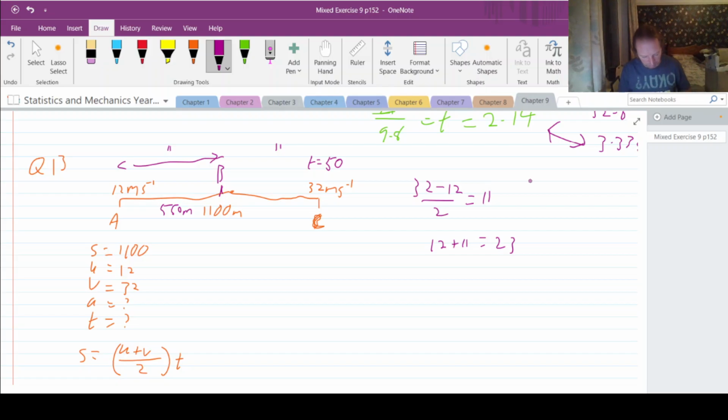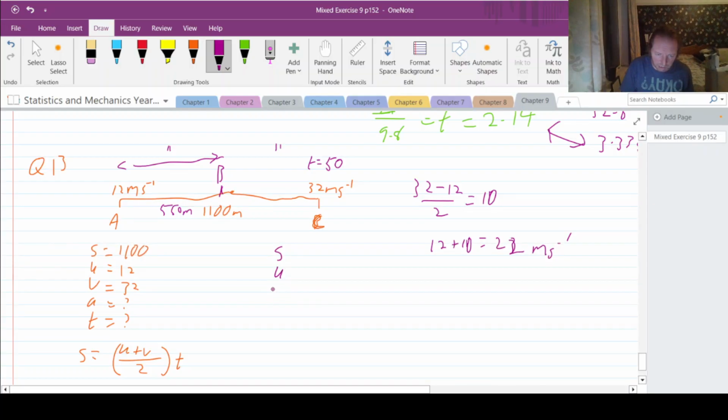32 take away 12 is 20. It's 10. 10 add 10, 22. That makes more sense. Is it not just 22 meters a second and done with? Let's see if we can do a SUVAT on it quickly just to check it, but I think logic dictates that it should just be 22 meters a second at point B.